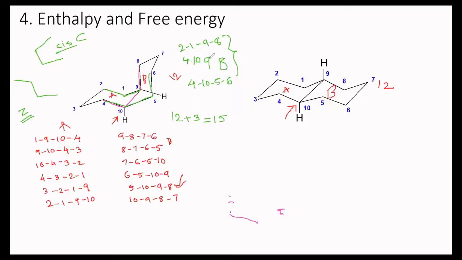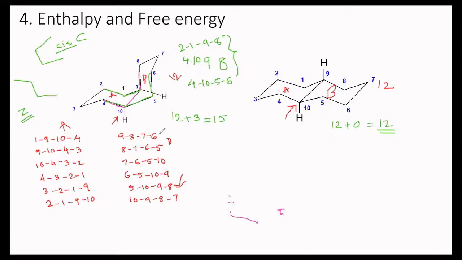अब यही 3 है ना, यहां पे ऑब्जर्व करो. 2198. This is a Z form. 4, 10, 9, 8. Again it's a Z form. Then 4, 10, 5, 6. Again this is a Z form. So there is no additional. So this is 12 plus 0. No additional gauche butane units. So total 12. So who is having more number of gauche butane units?